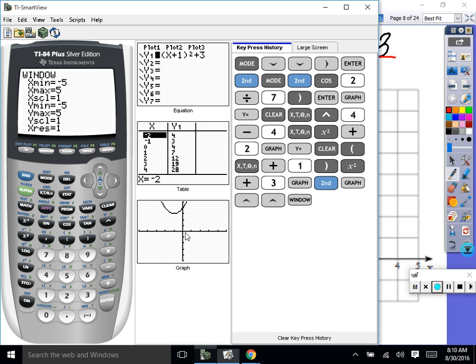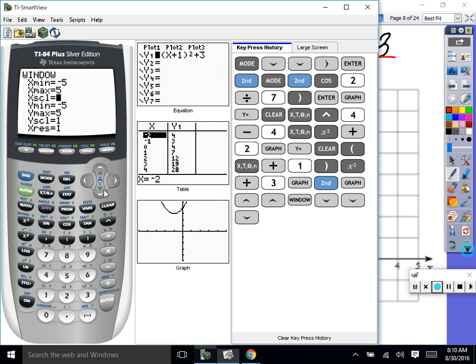X max, it says I'm only seeing up to 5 on the X-axis. Now look, I wouldn't mind. X scale means we're working in ones. I never change X scale. Y min means as far down on the Y-axis as I want to see is -5. Do you see how this is down 5? But look, it wouldn't hurt to see higher up on Y.